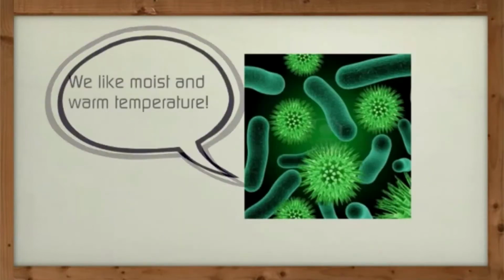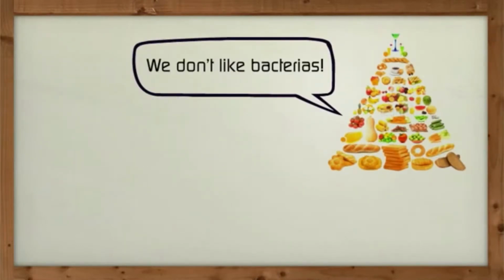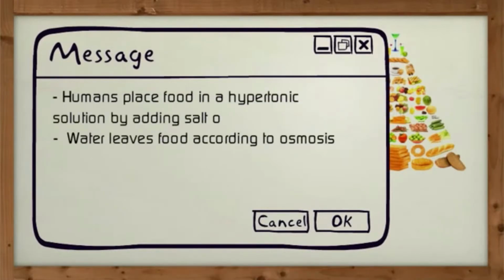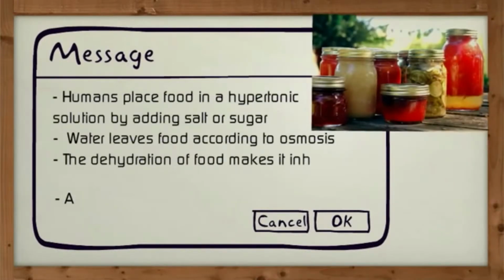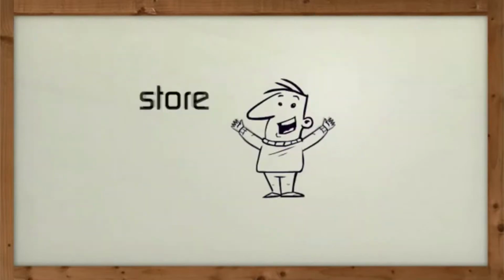Bacteria and molds tend to grow in a warm and moist condition. In order to preserve food, people often put it in a hypertonic environment by adding salt or sugar. The water in the food will flow out due to osmosis, which leaves the food dehydrated and inhospitable for bacterial growth. Also, the removal of water from the food slows down its metabolism and hence helps keep it fresh longer.